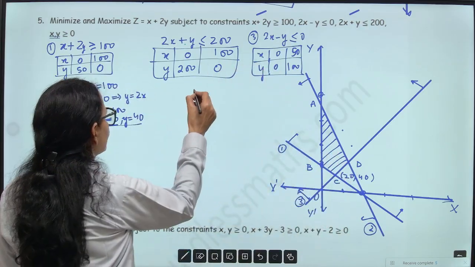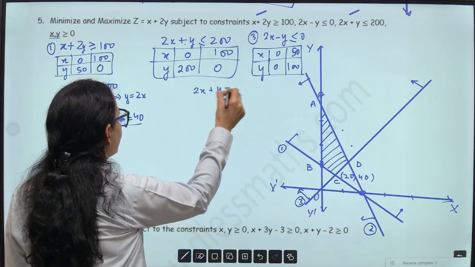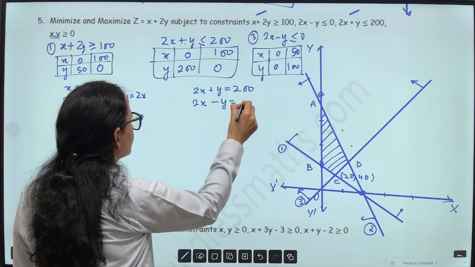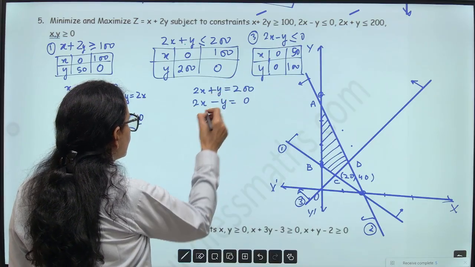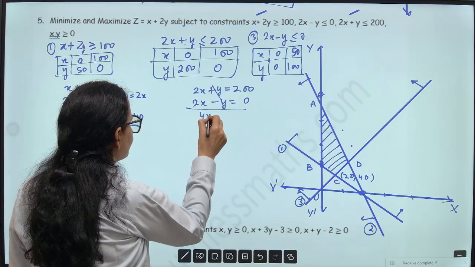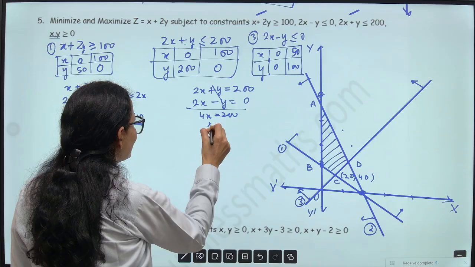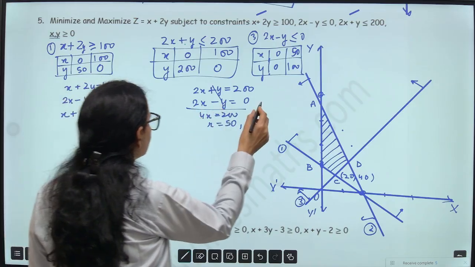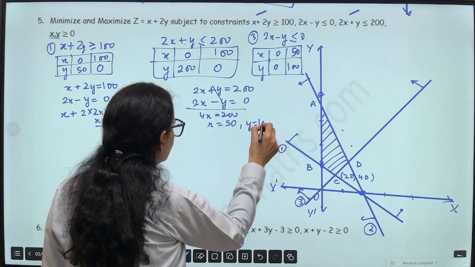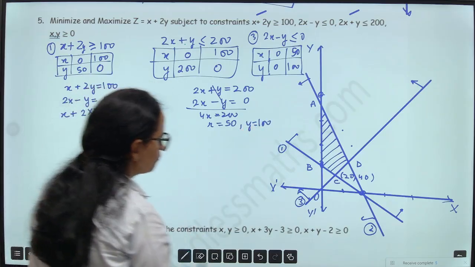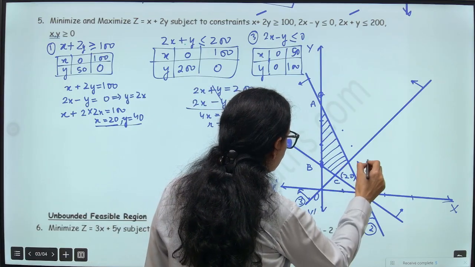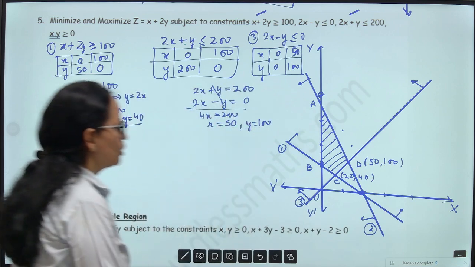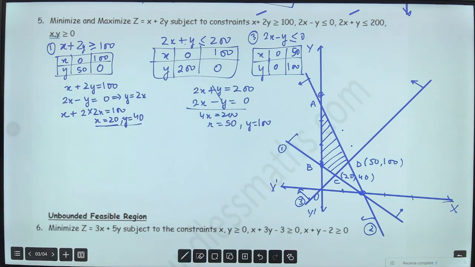So these two lines: 2x plus y equals 200, and 2x minus y equals 0. If I add both of them, I get 4x as 200. That means x is 50. When x is 50, y is 100. So at this point, the value of x is 50 and y is 100. So you have the coordinates of all the corner points.